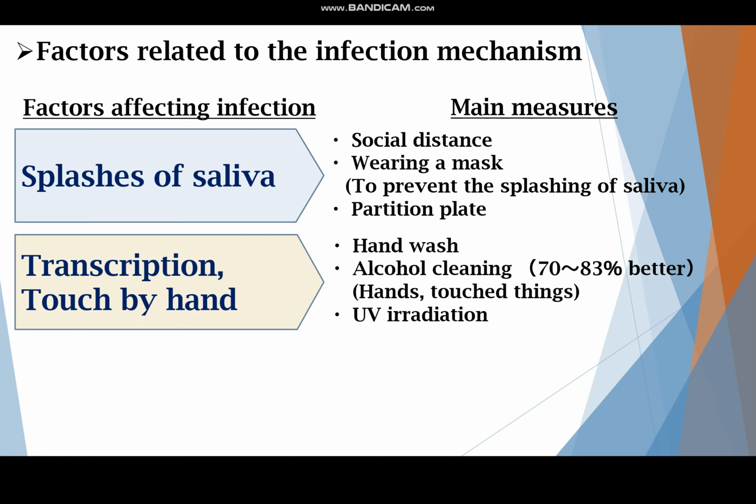The second one is transmission by touch of the hand. The main countermeasures against this factor are hand washing with soap, alcohol cleaning, and UV irradiation. For alcohol cleaning, there are recommended values for its concentration, from 70 to 83%. The reason that there is a recommended value for the higher one is due to the volatile properties of alcohol.